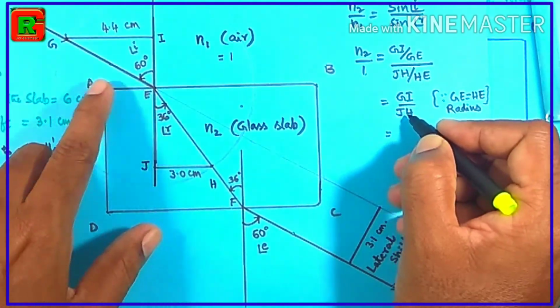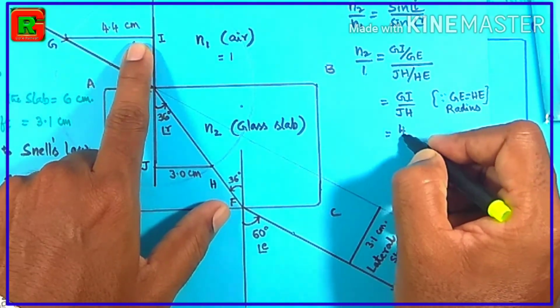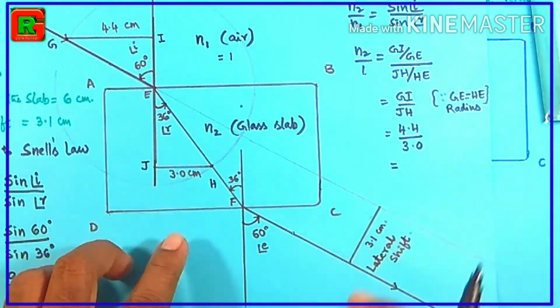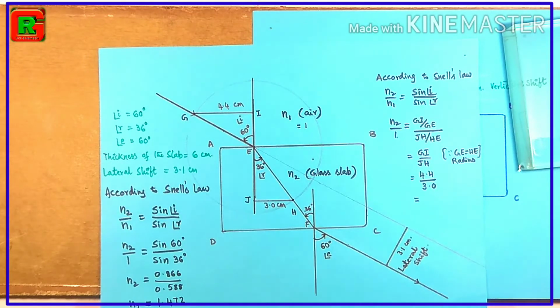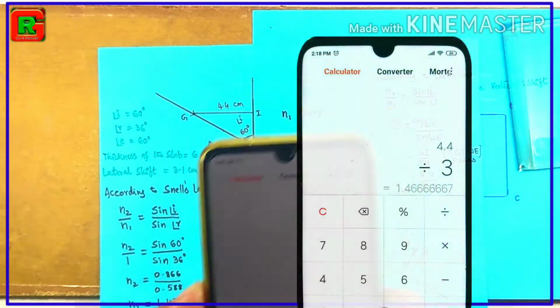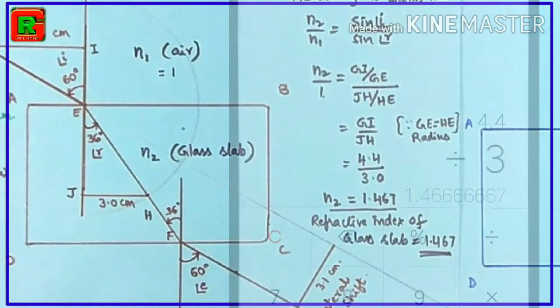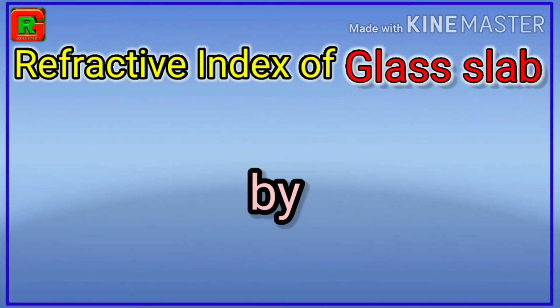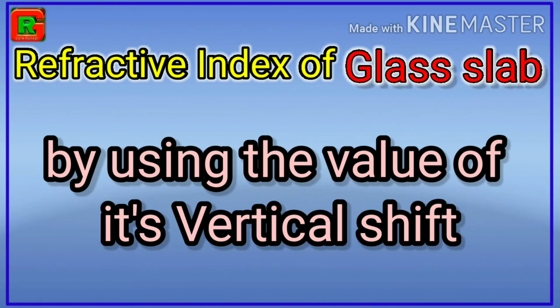That is equal to GI. What is the value of GI? 4.4 centimeters by JH. What is the value of JH? 3.0 centimeters. That is 4.4 divided by 3. That is 1.467. So the refractive index of the glass slab is 1.467. In this method, we found the refractive index without using the sine values. And now let us see how to find the refractive index of glass slab by using the value of its vertical shift.